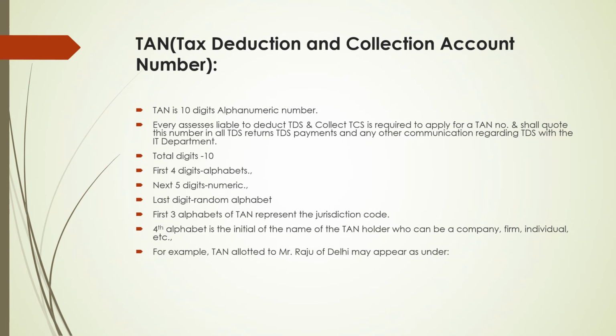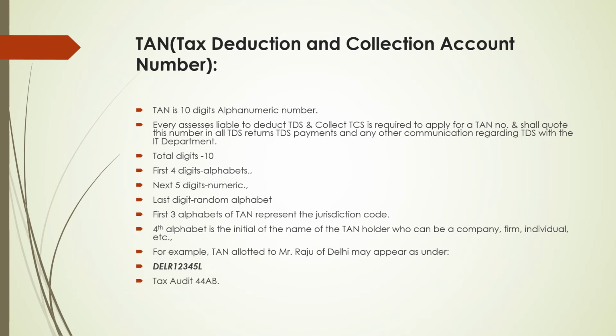For example, TAN allotted to Mr. Raju of Delhi may appear as under: DEL, it is the jurisdiction area. R is the first letter of his name. Then 1, 2, 3, 4, 5 numeric. Last letter is L, it is a random alphabet. So this is the procedure for getting TAN number.